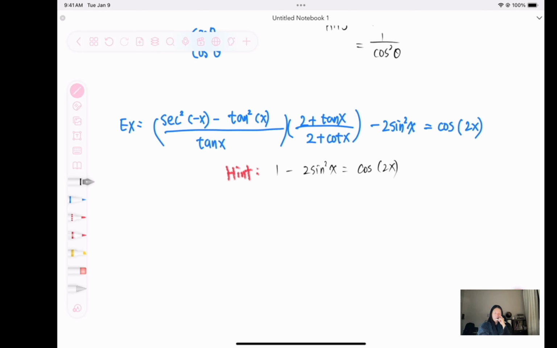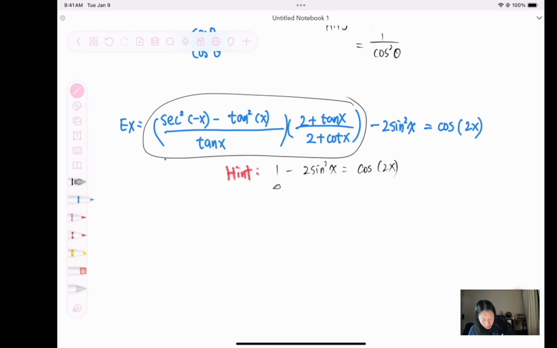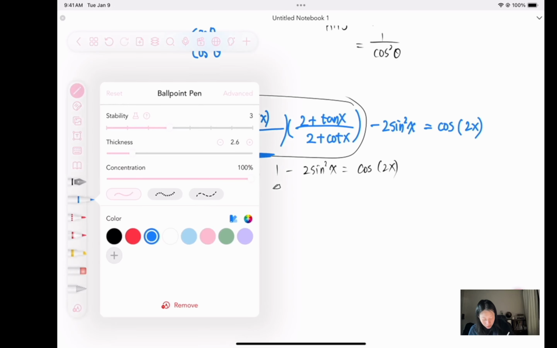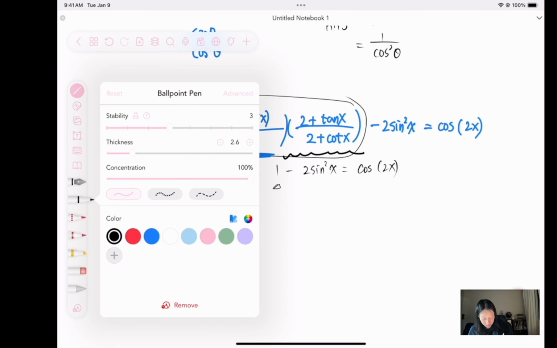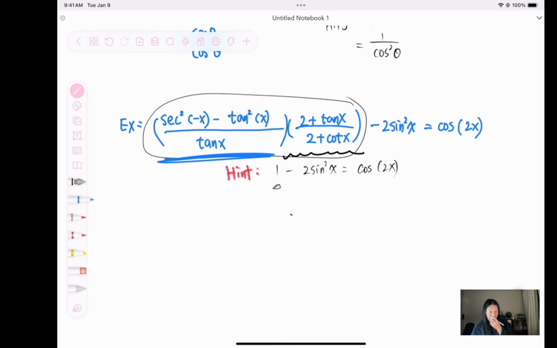So what does that mean? That means if we can prove this messy stuff equals 1, then we're done. Because here's one property or identity that tells us this is going to be equal. Okay, so I'm going to use the same idea. The first one, I'm going to use the blue pen. The second one, I'm going to use the black pen. So you can see how I work with these two one by one.